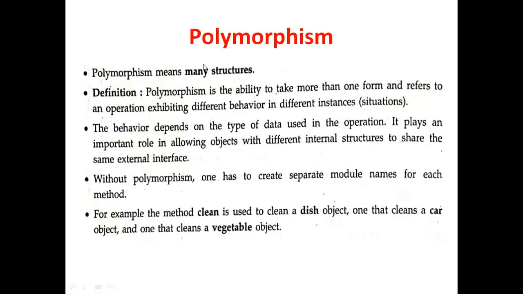We'll see next polymorphism. Polymorphism means many structures. Polymorphism is an ability to take more than one form and refers to an operation exhibiting different behaviors in different instances. For example, a method clean can be dish cleaning, car cleaning, vegetable cleaning or floor cleaning, anything.